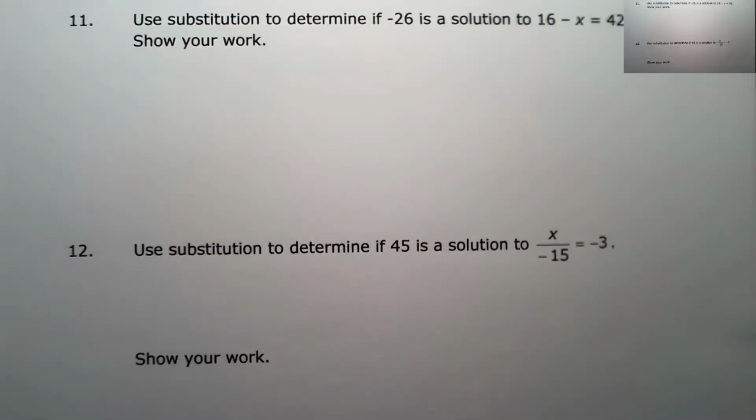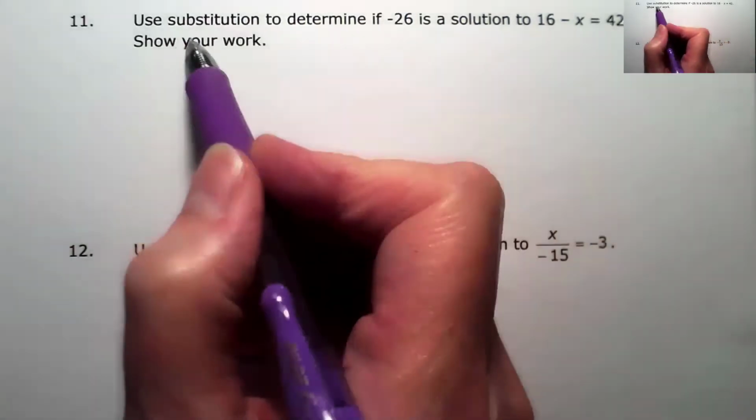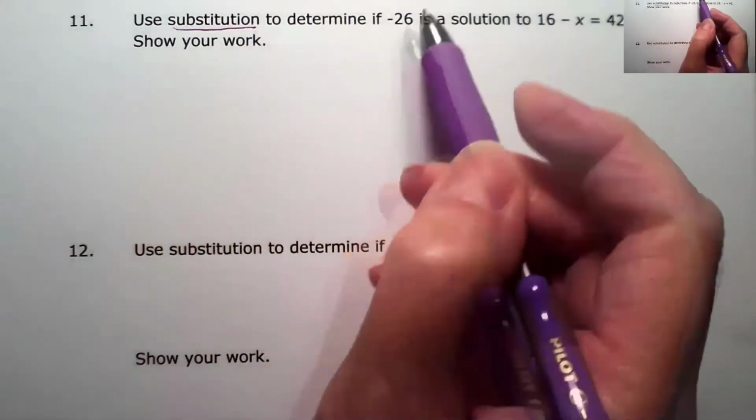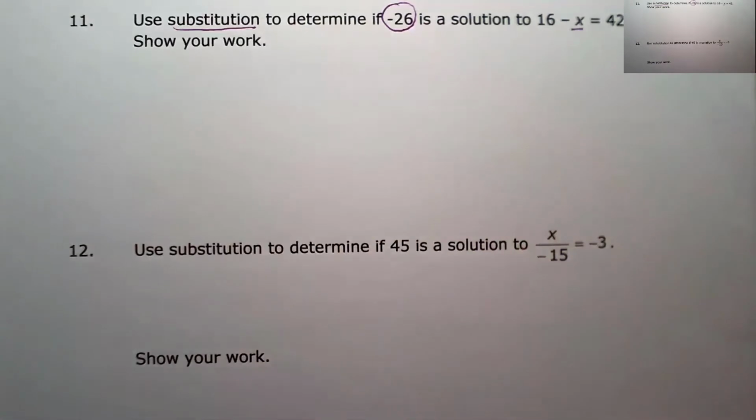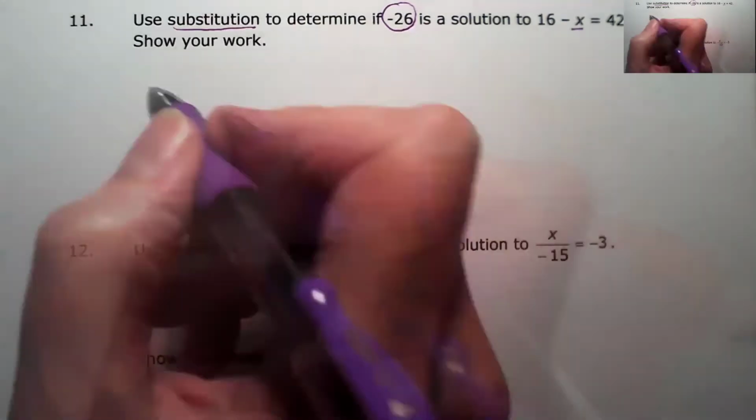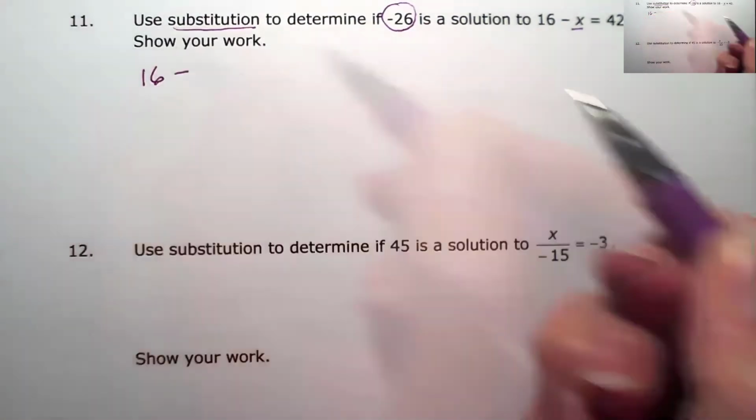This video is based on the Math Prep and Learning Lab equations review, and it'll be addressing questions 11 through 13, which ask you to use substitution to determine if a specific number is a solution to an equation. So really, substitution just means I'm going to substitute this number for this variable. It's important to make sure you set it up properly.